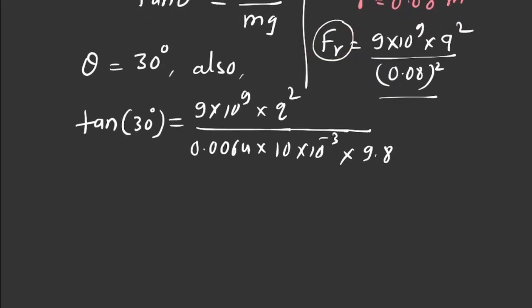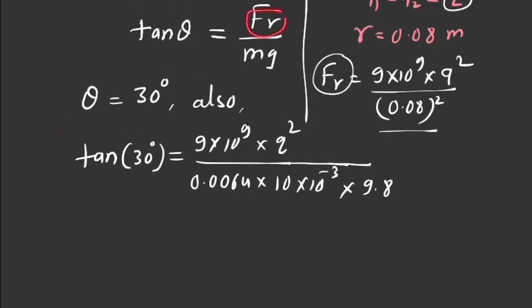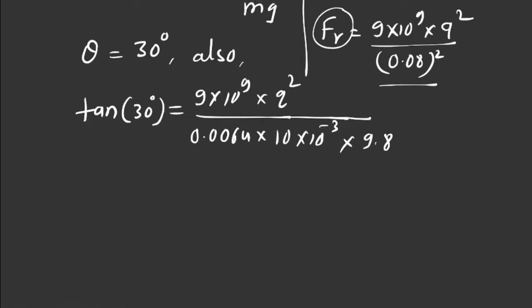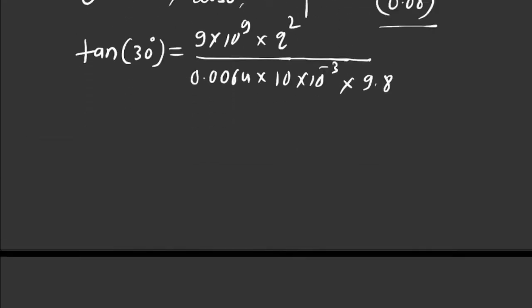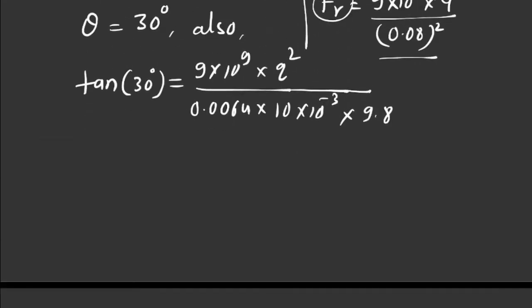Now substitute here. Theta is 30 degree, so tan 30 is equal to Fr divided by mg. Fr is equal to 9 into 10 to the power 9 Q square divided by R square. R square becomes 0.0064, and mg: m, which is given in milligram, in kg is 10 into 10 to the power minus 3 kg. This is g, acceleration due to gravity. Now we just need to simplify and we get the answer for q.